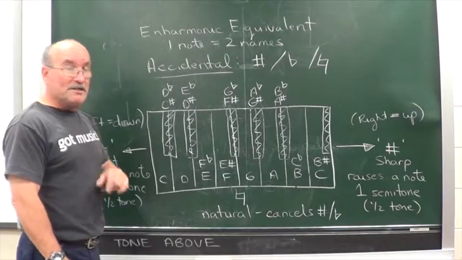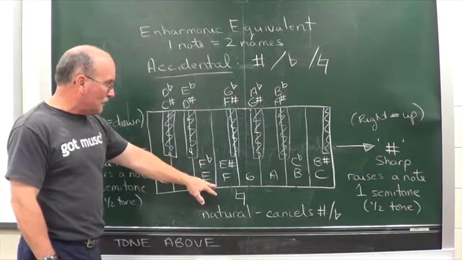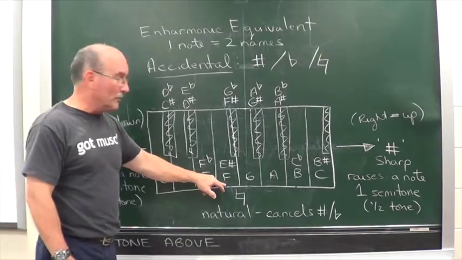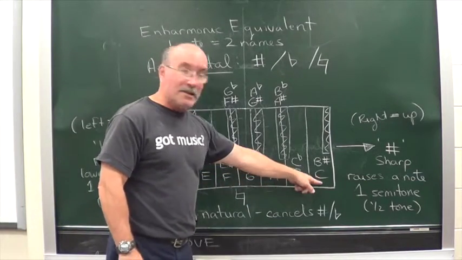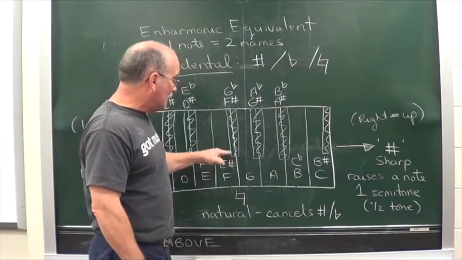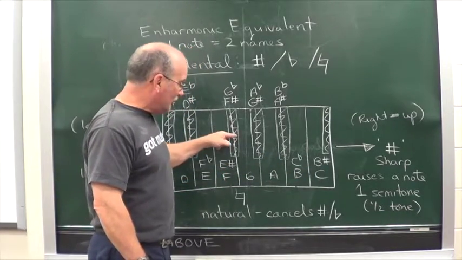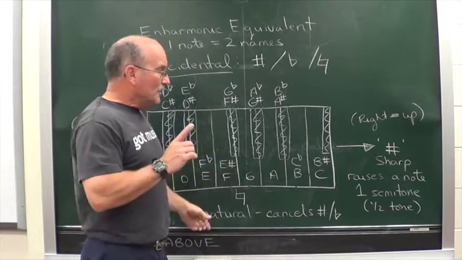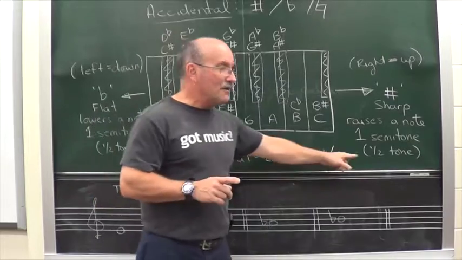Now the only two places that is not the case is between E and F, where there is no black key. Between E and F, that's a semitone. And between B and C, that's a semitone. Otherwise, when you go from a white key to an adjacent black key, or from a black key to an adjacent white key, that is a semitone. Semi, we already talked about, means half.